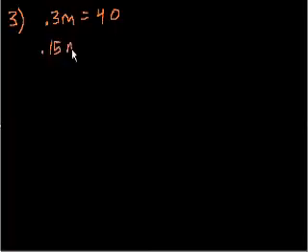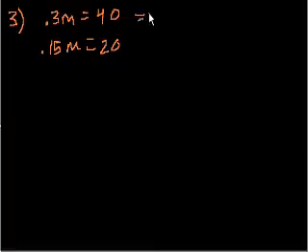Excuse me. If 30% of M is 40, so 0.3M is equal to 40, what is 15% of M? You could solve this by dividing both sides by 0.3, et cetera. But the important thing to recognize is that 15%, or 0.15, is half of 0.3. So if 15% is half of 30%, then 15% of M is going to be half of whatever 30% of M is. So it's going to be equal to 20.